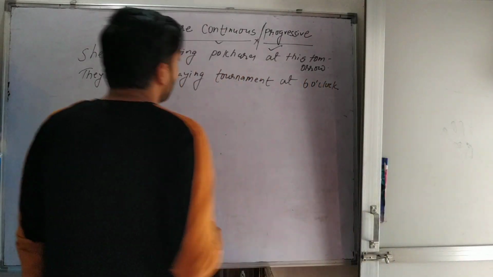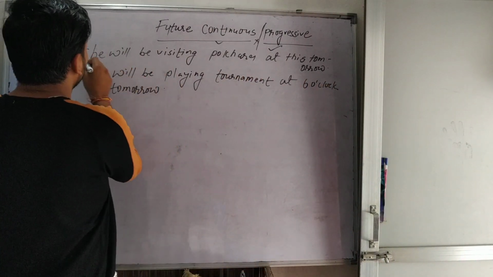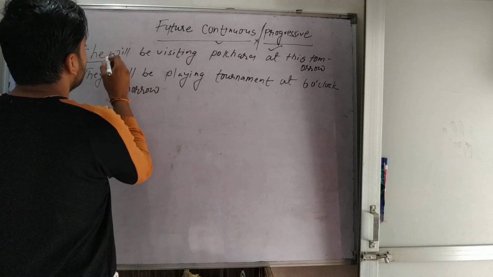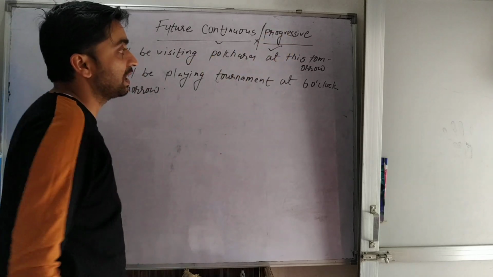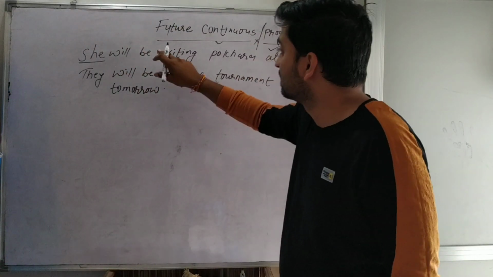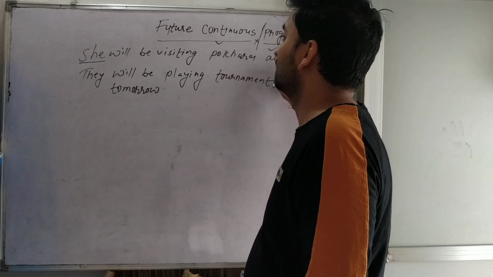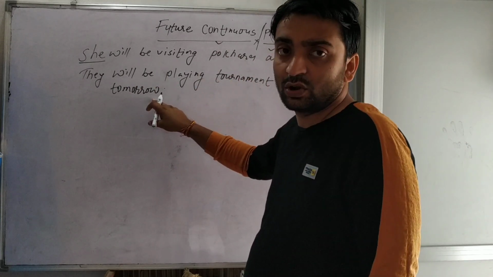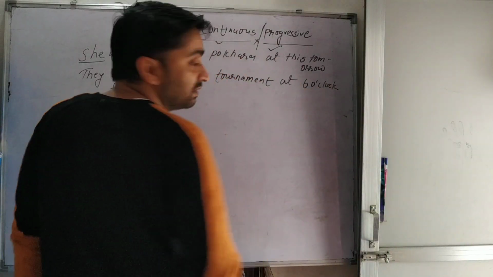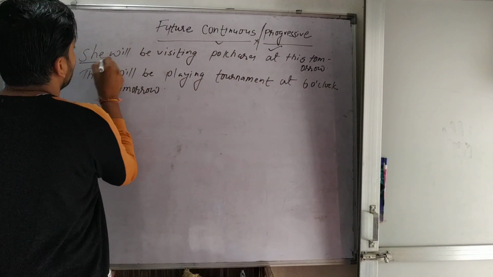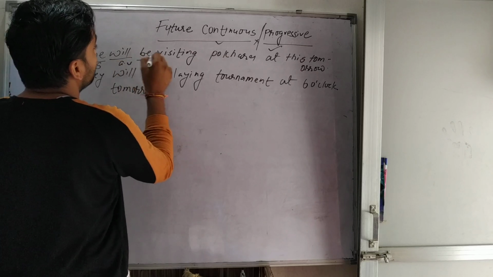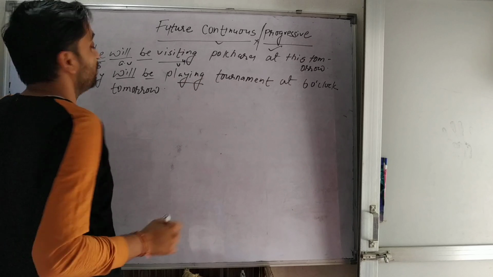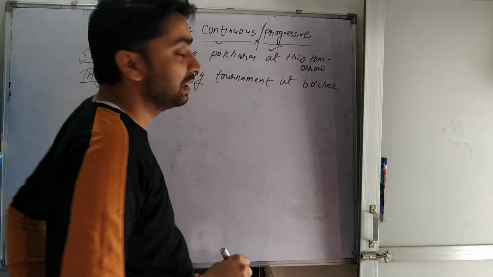Okay, so let's see here. See the examples. Several times I have repeated it: the examples are more important. Like, she will be visiting Pokhara at this time tomorrow. Similarly, they will be playing tournament at 6 o'clock tomorrow. So what are the things here? Here is the subject, and here is be plus be4. Here too, same thing. So you can form the structures very easily.